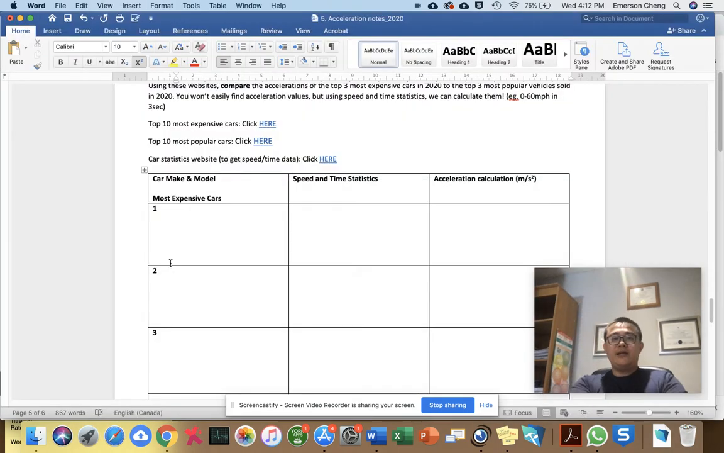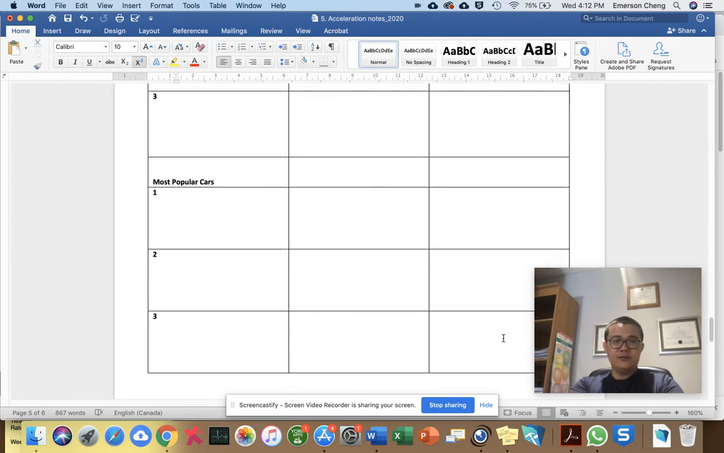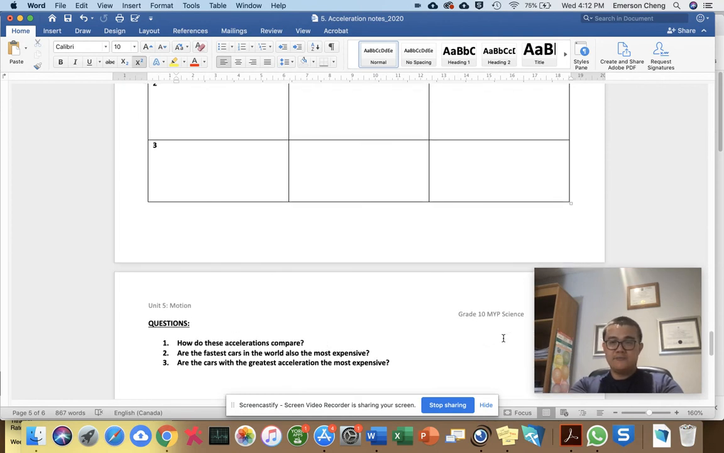Okay, so hopefully this calculation here will help you figure out, calculate out the acceleration, and that's your homework. Okay.